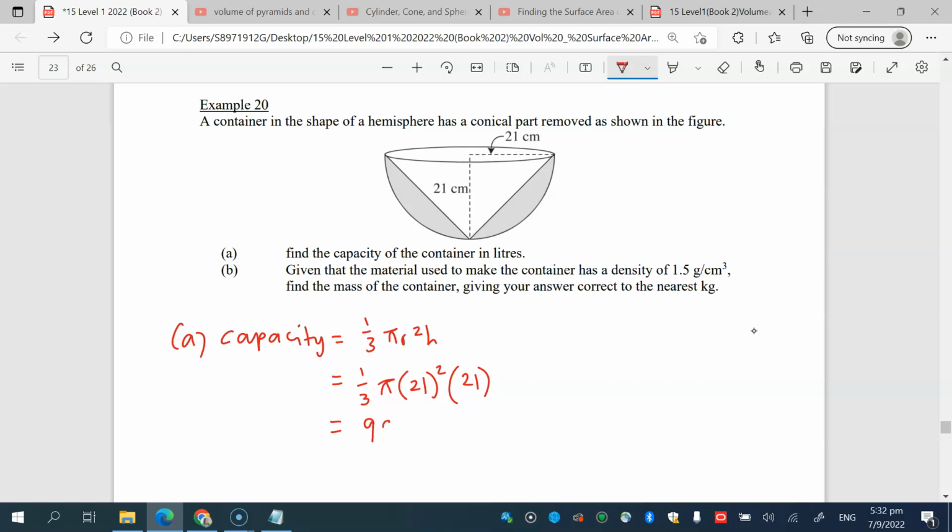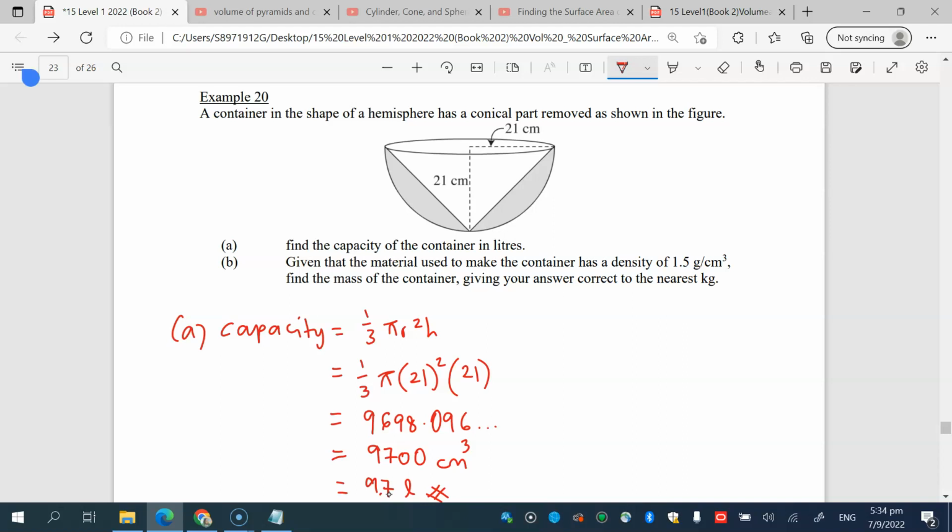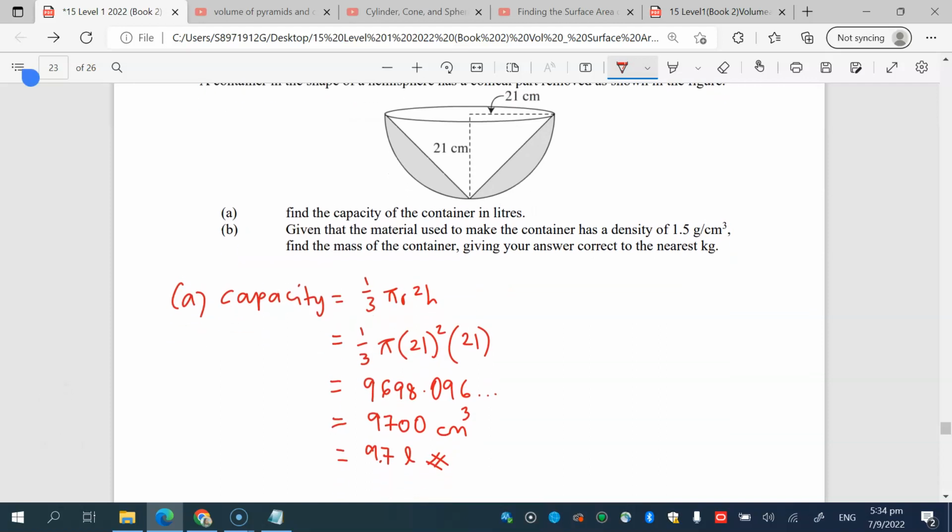Let's write down 9698.096. So on. So to 3SF, it will be 9700 cm cube, which is equals to 9.7 liters because 1 liter is 1000 cm cube. Okay, so 9.7 liters. All right, that's part A.